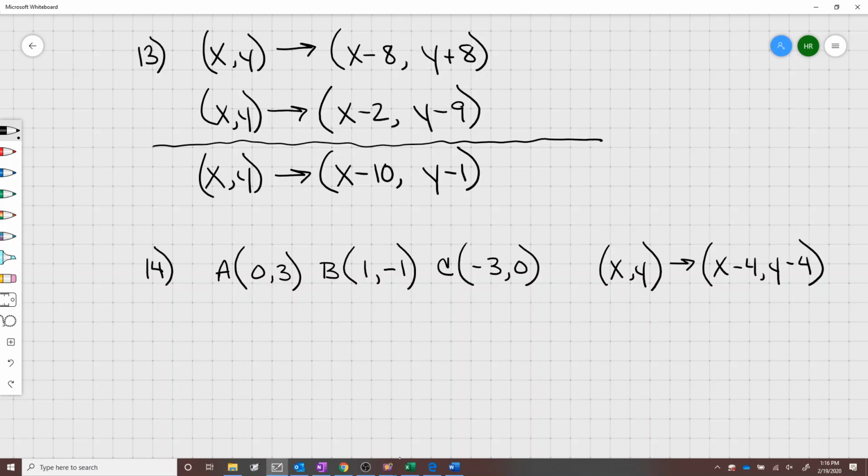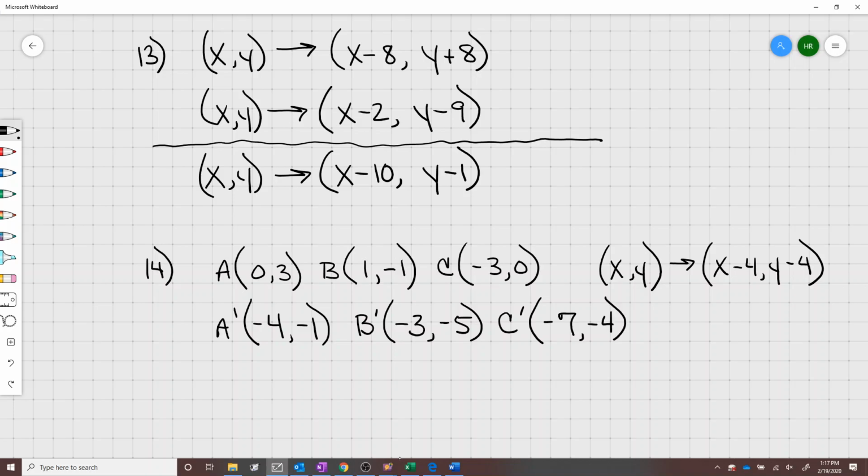So the new points after the translation are going to be A prime. Your 0 minus 4 is negative 4, and 3 minus 4 is negative 1. Your B prime, 1 minus 4 is negative 3. Negative 1 minus 4 is negative 5. And your C prime, negative 3 minus 4 is negative 7. 0 minus 4 is negative 4. So those are the coordinates of the image after that translation.